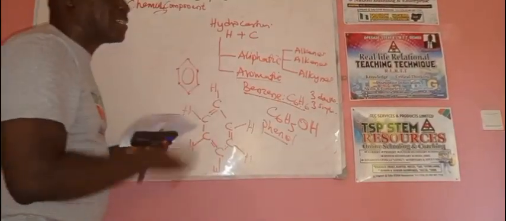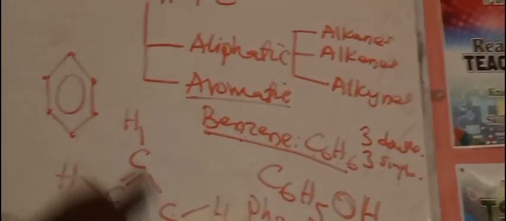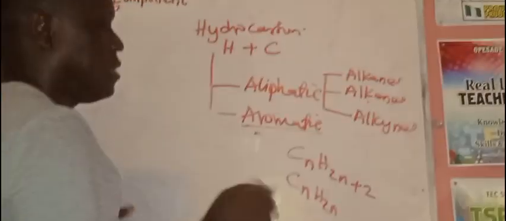Now let's go to the aliphatic. There are 3 types. This is where an analysis question from the Olympiad Junior School past question comes from. So let's look at that. Now alkanes have a formula like this: CnH2n+2. That's alkanes, the first one. Alkenes, CnH2n. Then alkynes, CnH2n-2.